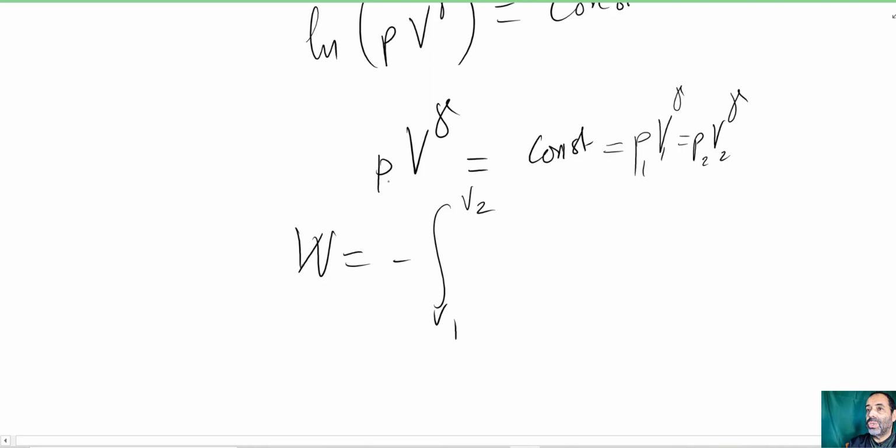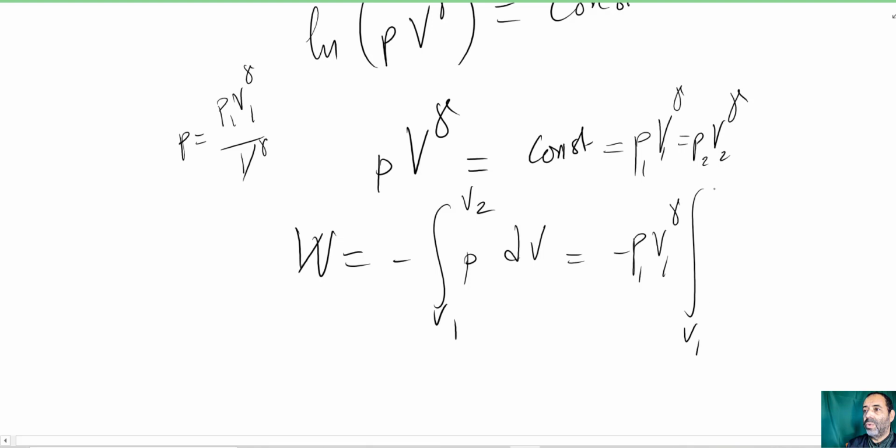Now I know what this P dV is. P from this expression is equal to that constant, let's call it P1 V1 to the power gamma, divided by V to the power gamma. So this expression then becomes minus P1 V1 to the power gamma, which is constant, times the integral from V1 to V2 of V to the power negative gamma dV.